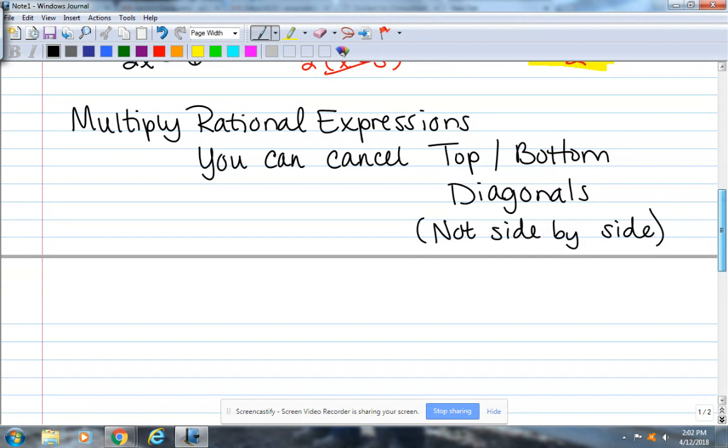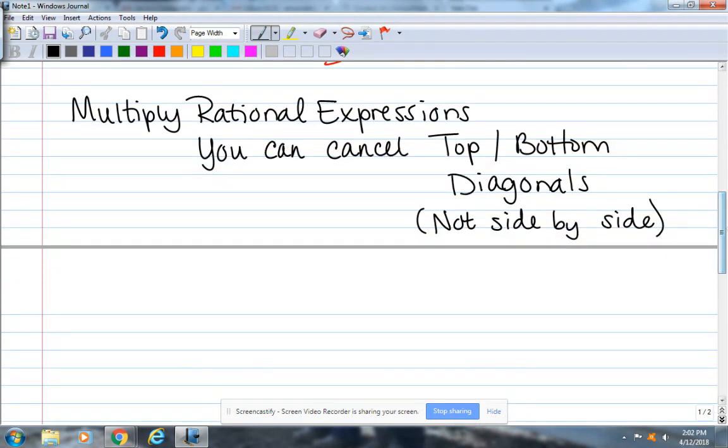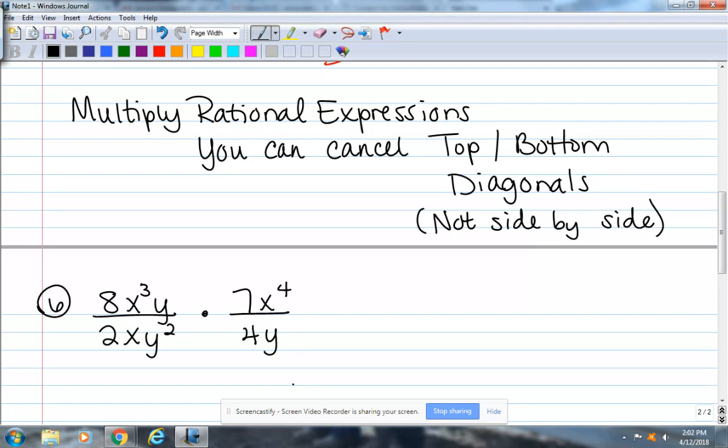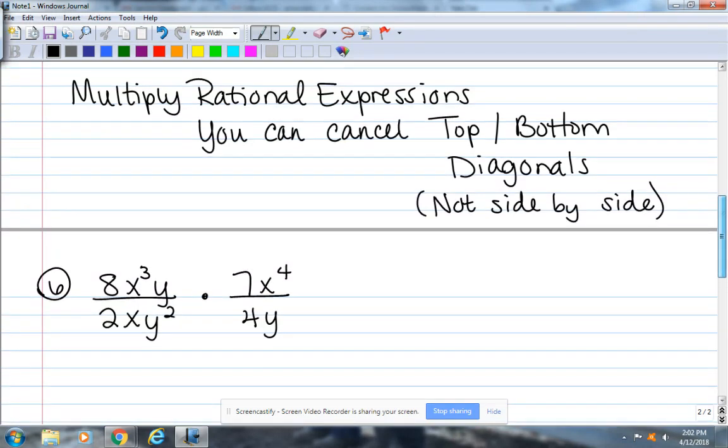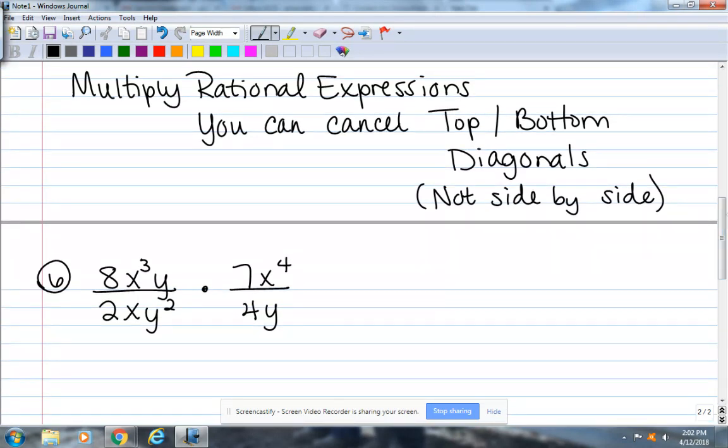So let's first do numbers and variables. Our last example was 5, so this will be 6. 8x to the third y over 2xy squared times 7x to the fourth over. And there's a bunch of different ways you can do this. Some people like to look up and down first and then look diagonal. Okay?